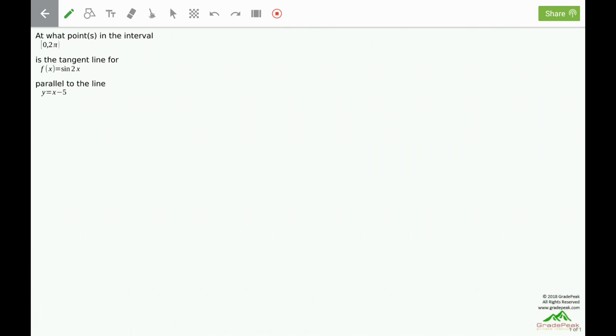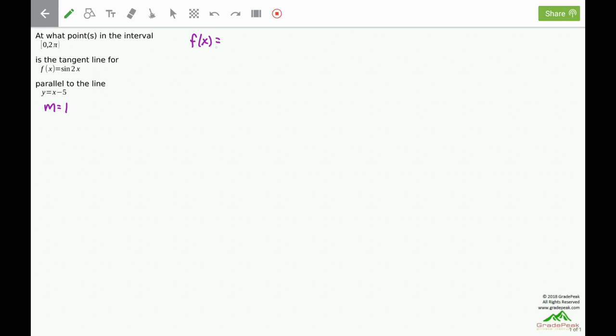The slope of the line given, y equals x minus 5, y equals 1x minus 5, y equals mx plus b, whatever's with the x is the slope, right there. That line has a slope of 1. We want our slope of tangent line to be a 1 so that we have our tangent line parallel to that line. The slope of the tangent line is the derivative.